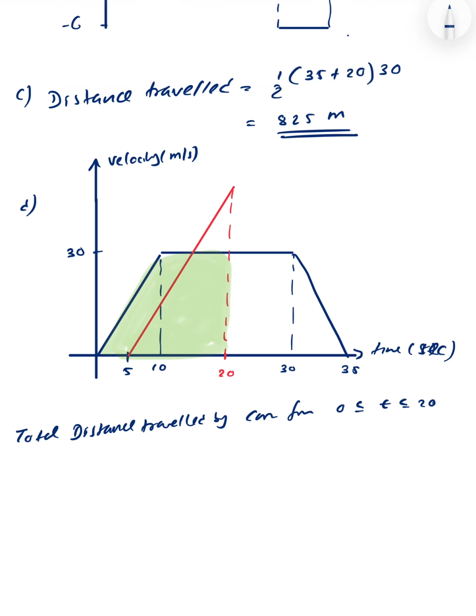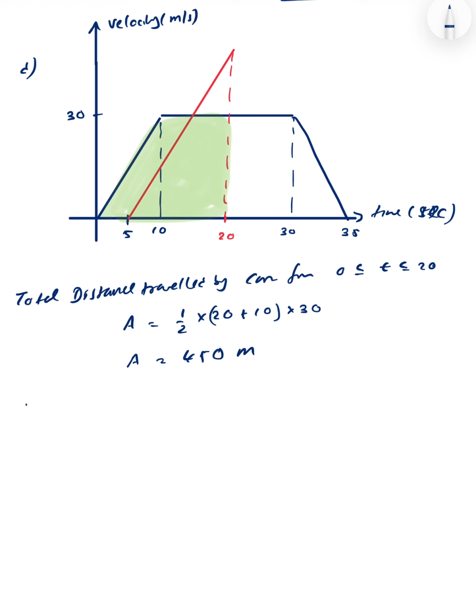So let's find the area of that, which is half into 20 plus 10, 20 is another 10, times 30. So this should be 15 into 30. Should be 450 meters.